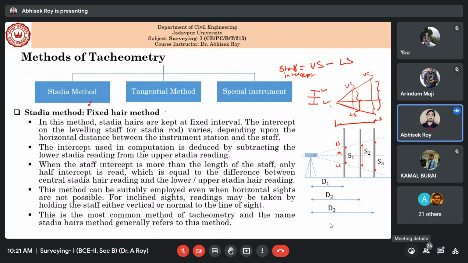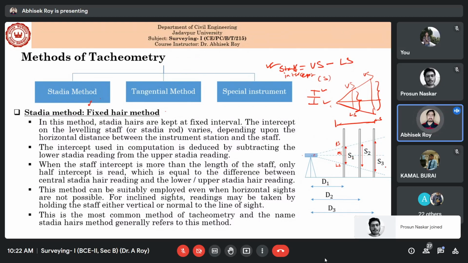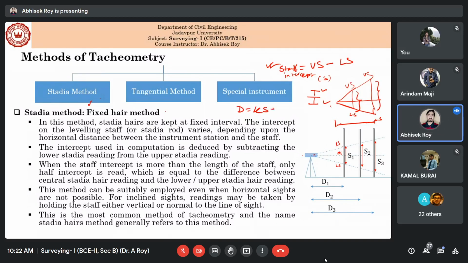Now what we will do, directly from this method, we will take the upper stadia, middle stadia and lower stadia readings. From the upper stadia and lower stadia readings, we can calculate the staff intercept, which is also called S, denoted here as S1, S2, S3. And depending on this S, we can calculate the D, because it follows a special relation, D equals Ks plus C, where K and C are both constants for a typical tachometer or for a typical lens. So if you measure the S, you can easily calculate the D, right?